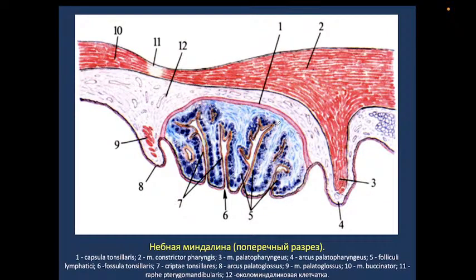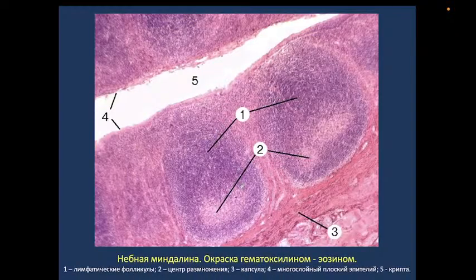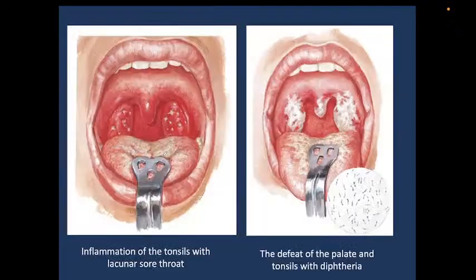This is in palatine tonsils, as you see, with the typical structure. And here follicles we find in each organ of the lymphoid system.